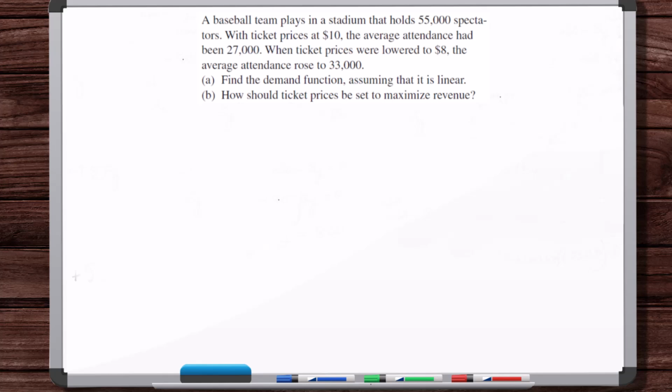All right, we're continuing with the optimization example problems. In the previous video, we worked 4 of these example problems. In this video, we're going to work 3 more.